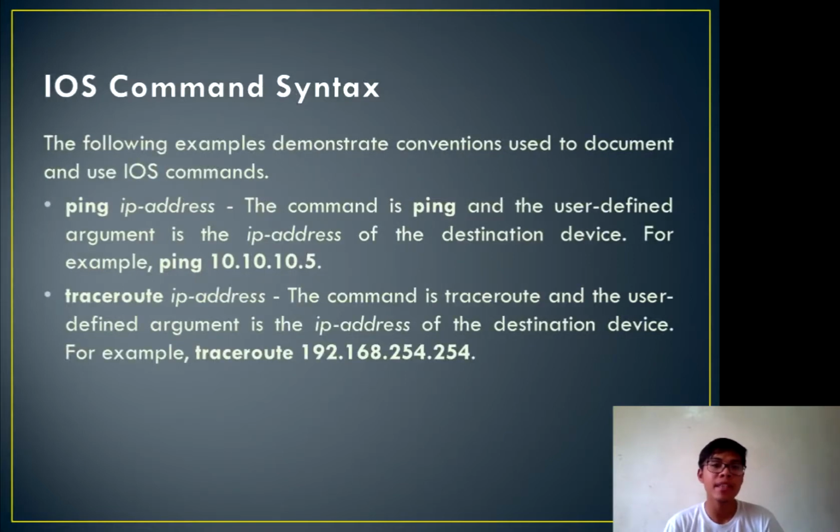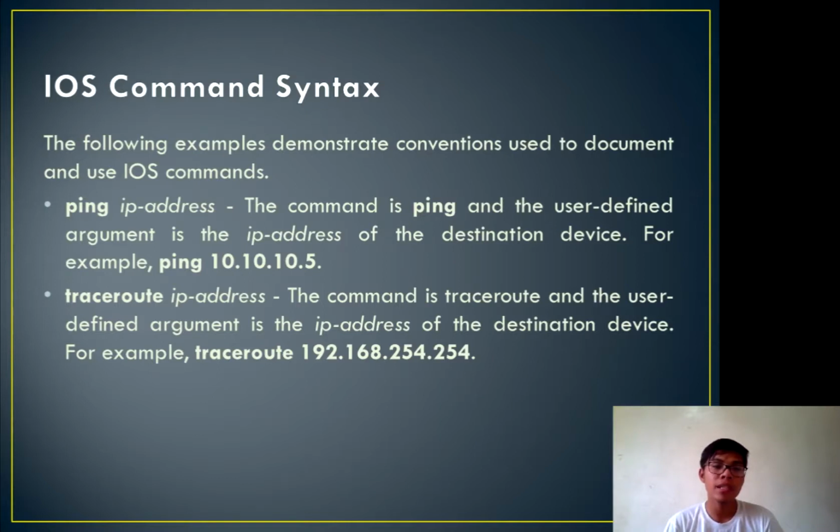IOS command syntax. The following examples demonstrate conventions used to document and use the IOS command. Ping, and then the IP address. The command is ping, and the user-defined argument is the IP address of the destination device. For example, ping 10.10.10.5. So we use ping to see if the other PCs can reply to the ping. If we can see replies through pinging, we know that we are connected to the other device and they can reply to our network.